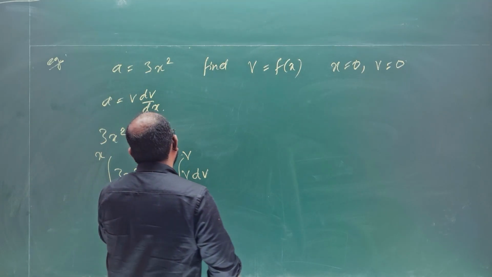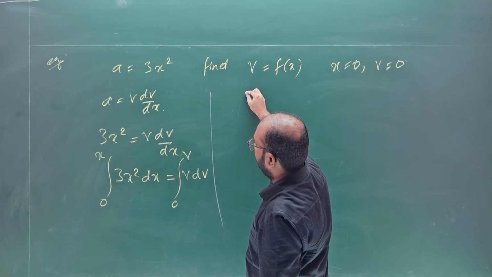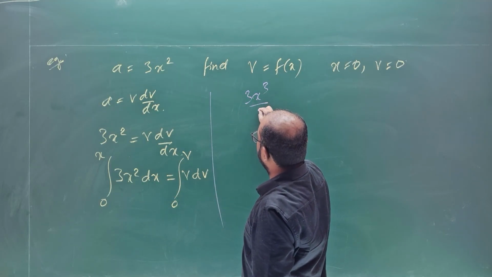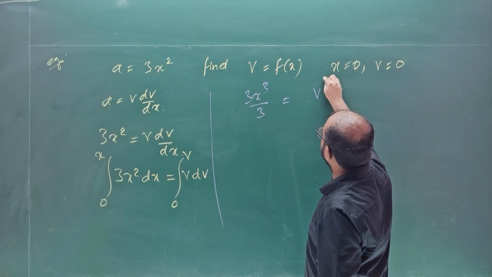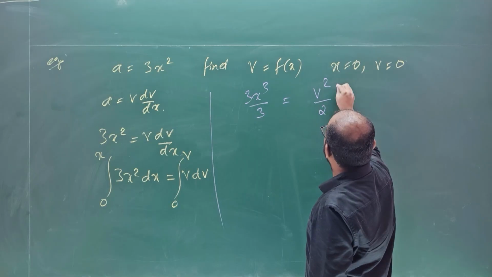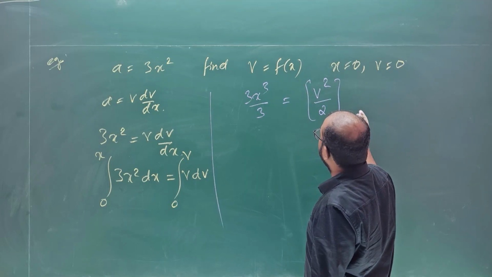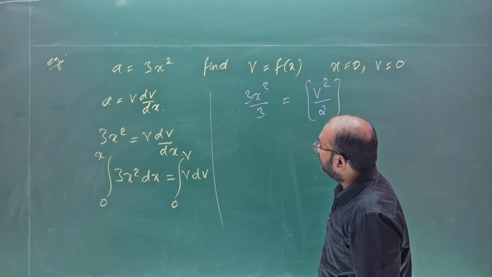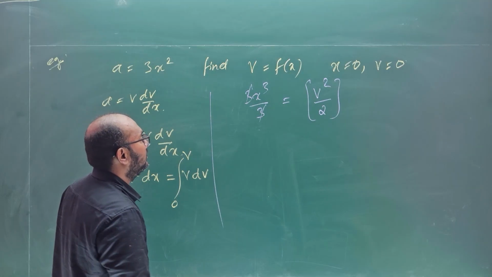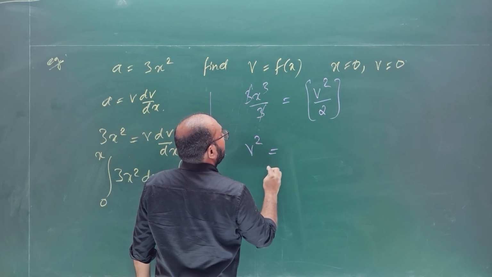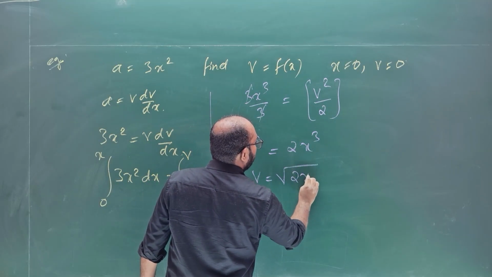Okay, if I integrate this, then that becomes how much? 3x cube upon 3 equals v square upon 2, and 0 is the limit, so no need to write the limits. Now, can I cancel this 3 and 3? And v square can be written as 2x cube, or v equals under the root of 2x cube.